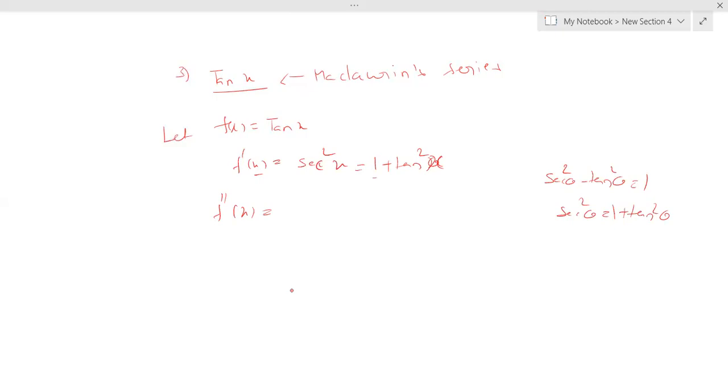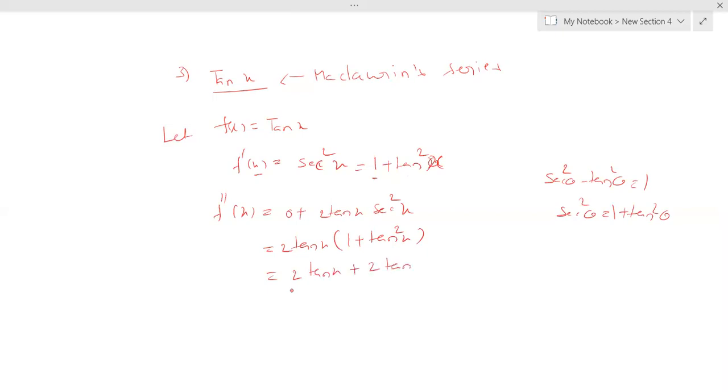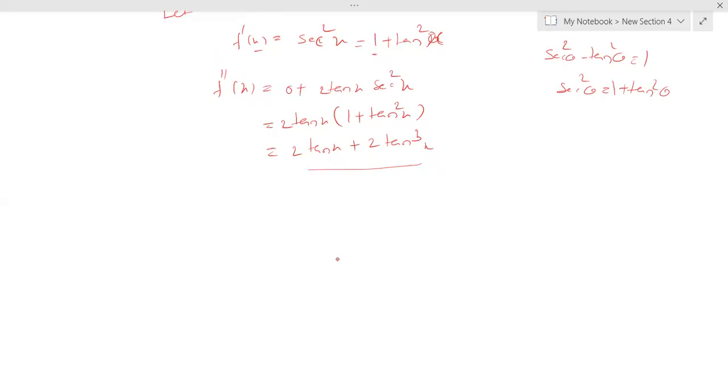F double dash x: the first term's derivative is 0. Tan square x derivative means 2 tan x into the derivative of tan x, secant square x. That is 2 tan x, and substitute the secant square value in terms of tan x: secant square x equals 1 plus tan square x. Simplify this expression: 2 tan x plus 2 tan cube x. So this is the f double dash x value. Then find f triple dash x.